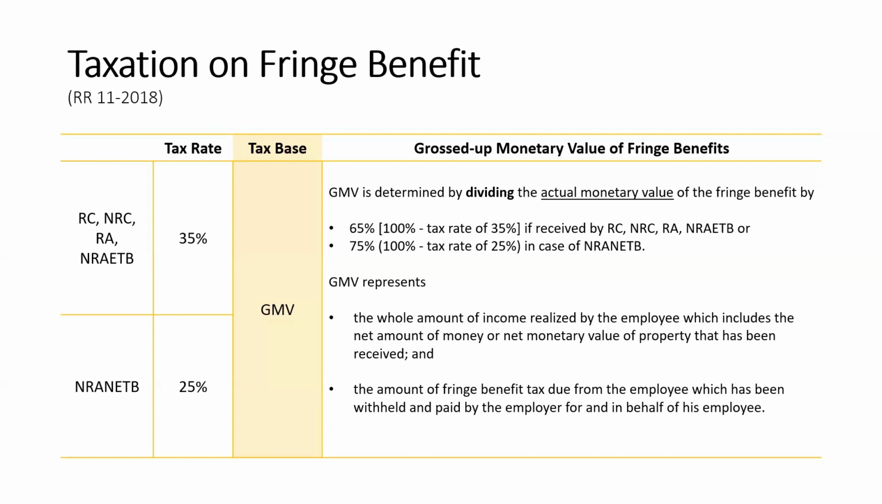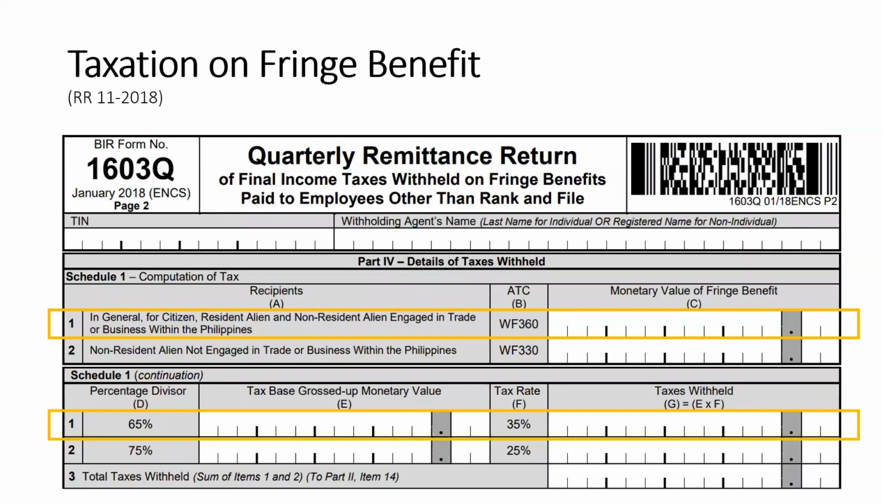We can also say the GMV is the total fringe benefit expense, because the actual monetary value plus the fringe benefit tax are part of the compensation expense. In our 1603Q, this is what we use in filing for fringe benefits, the quarterly remittance return of final income taxes withheld on fringe benefits. That is right, the fringe benefit tax is a final tax.